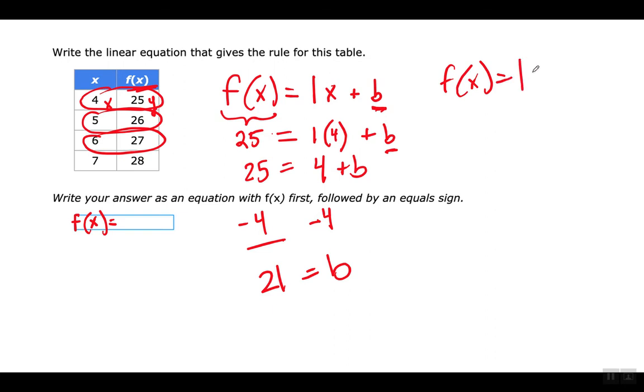So my answer is going to be f of x equals, actually, let me just write here. The slope was 1, and the y-intercept is 21. That's my answer, but I'm not going to write this 1 because your answer should always be simplified.